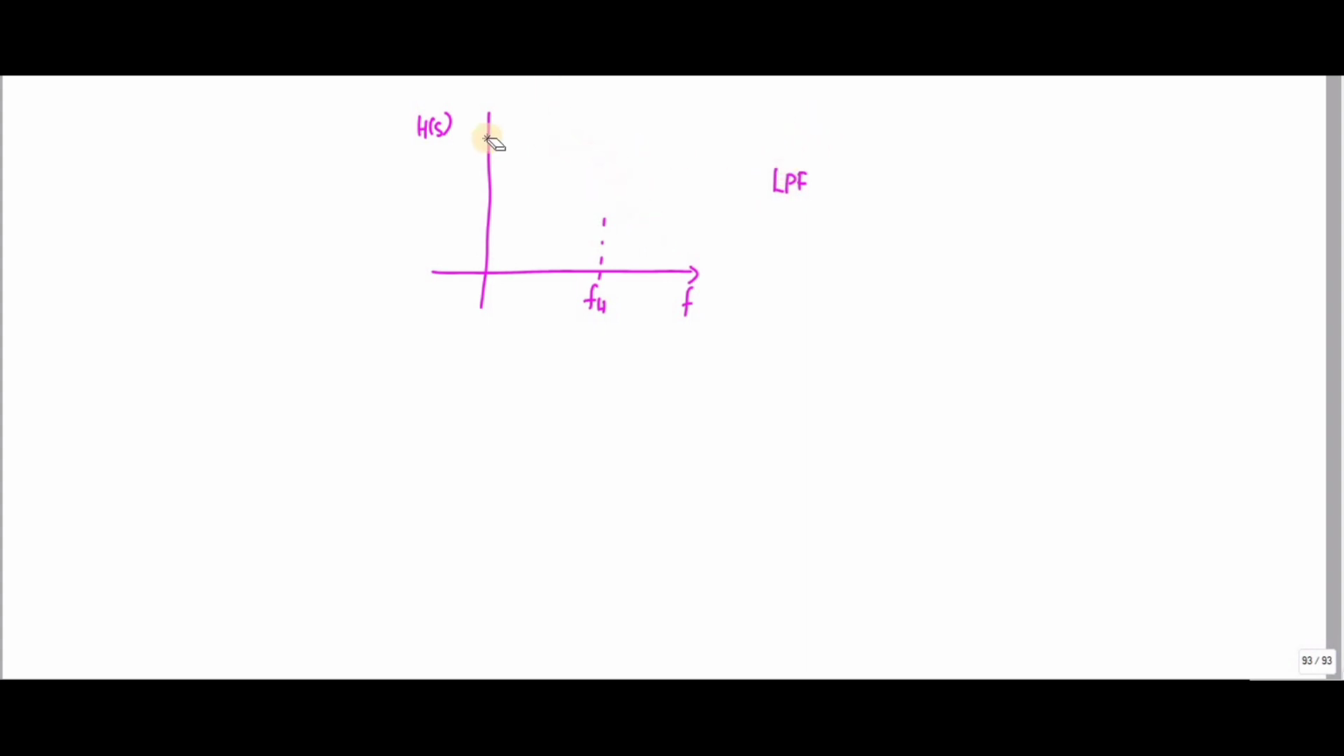In the ideal case, this is the ideal block diagram. For low frequencies, that is below FH, it will pass all the frequencies. After the FH value, it will not pass anything. So this is called the pass band, and this one is called the stop band. This is the ideal low pass filter.